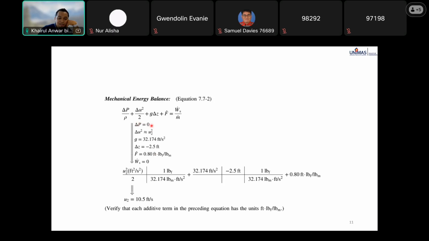P equal to 0, because 1 minus 1 is 0 in this case. Delta U is equal to U to the power of 2. Sebab delta, sorry, U1 is 0. Approximately G in distributed. The second plane. Delta Z is negative, huh? Because Z2 minus Z1. F friction then WS.